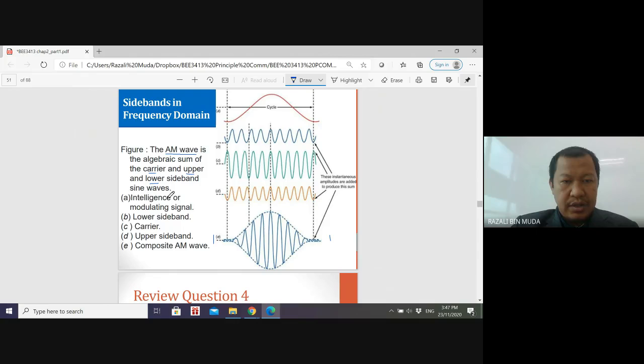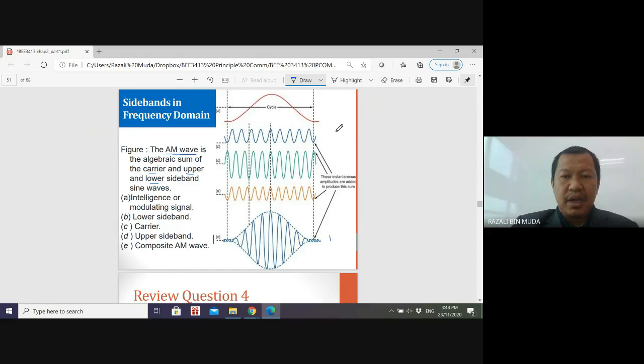Okay, so A is the modulating signal, very low frequency. B, lower sideband. C, carrier. D, upper sideband. And E, composite AM wave. You can see that this signal consists of three components: upper sideband, carrier, and lower sideband. These instantaneous amplitudes are added to produce this sum. Meaning this one plus this one plus this one, you have this.